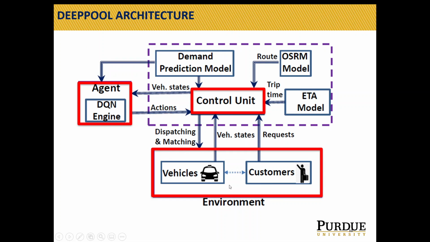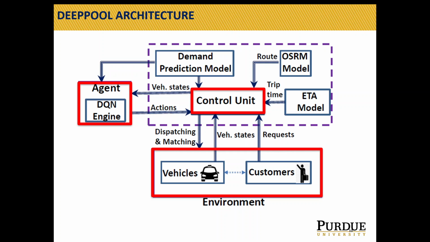We build a simulator to train and evaluate the DeepPool framework. This figure shows the basic blocks of DeepPool. The different blocks and the communication between them are depicted in the figure. The key blocks are highlighted here in red color. The control unit is responsible for maintaining the states of all vehicles, such as the current locations, destinations, occupancy rate, and so on. These states are updated in every time step based on the dispatching and assignment decisions.